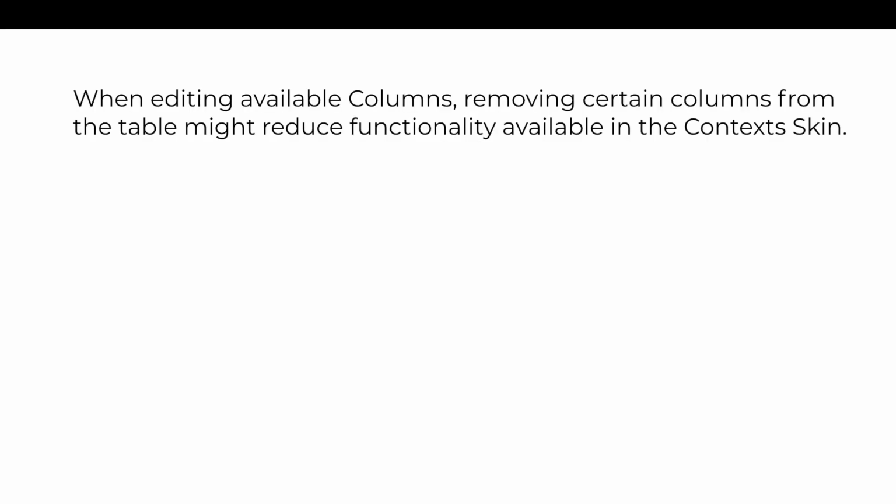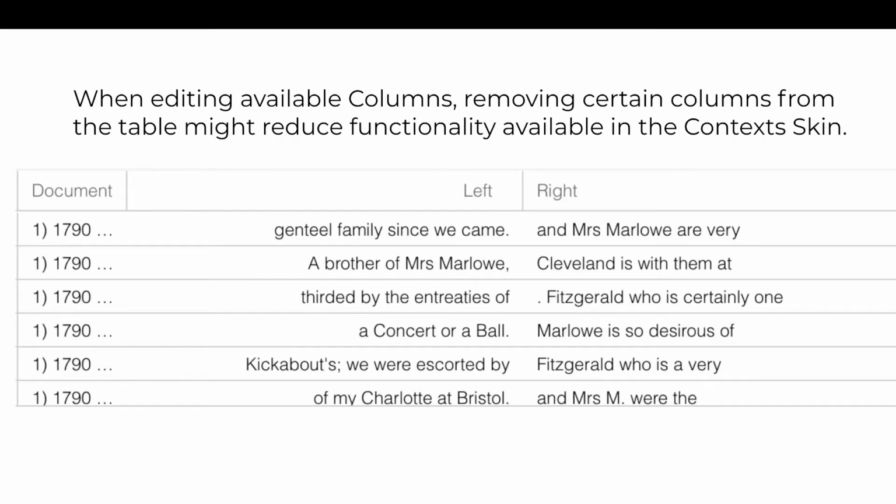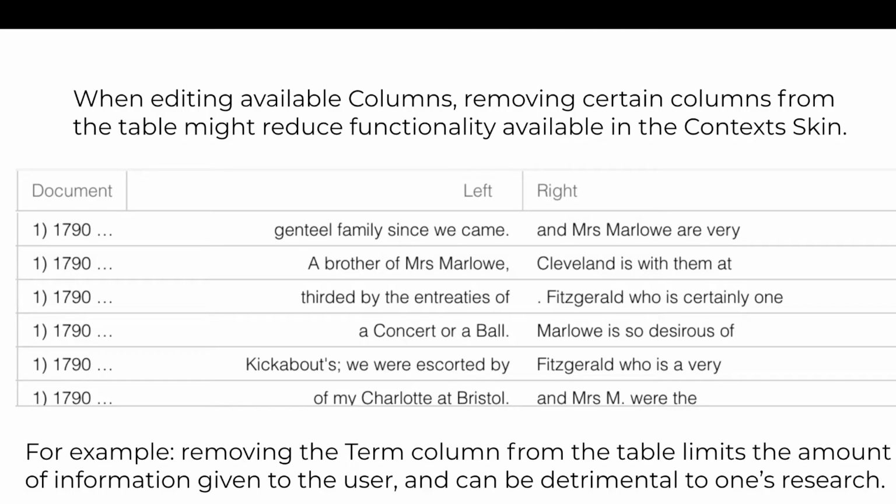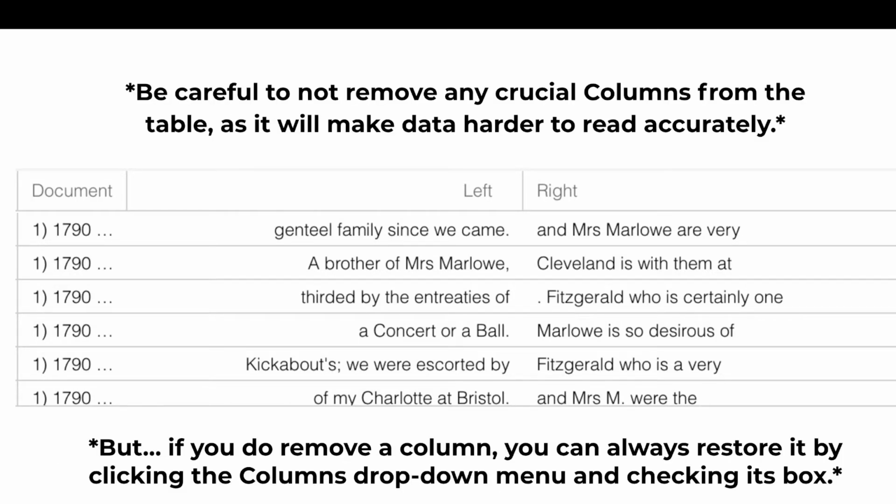When editing available columns, removing certain columns from the table might reduce functionality available in the context skin. For example, removing the term column from the table limits the amount of information given to the user and can be detrimental to one's research. Be careful to not remove any crucial columns from the table, as it will make data harder to read accurately. But if you do remove a column, you can always restore it by clicking the Columns drop-down menu and checking its box.